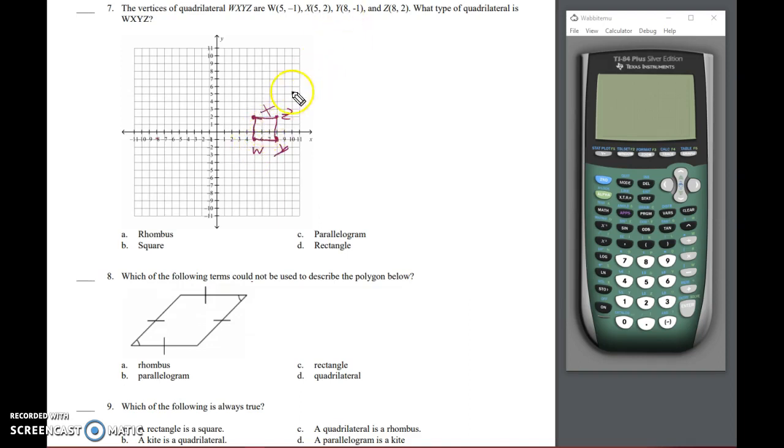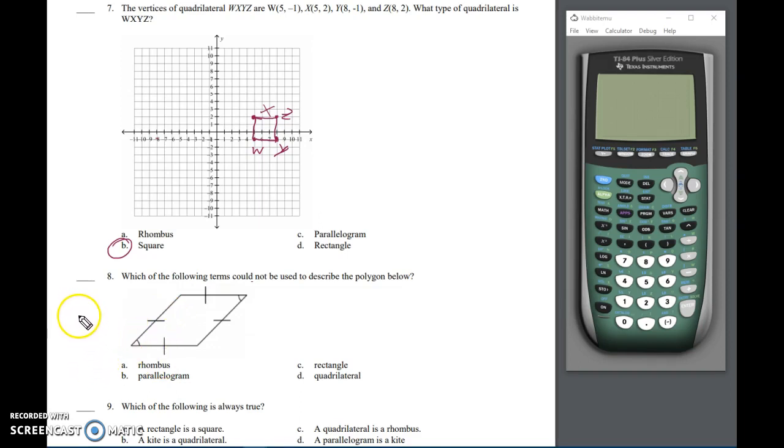Well, let's see. I can see those have right angles. So that could be a rectangle or a square. So let's check our side lengths because a square has all sides congruent. 1, 2, 3. 1, 2, 3. They are congruent. So that makes this a square. This is a square.